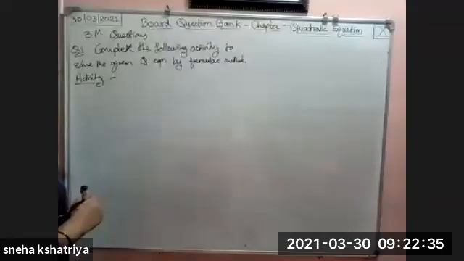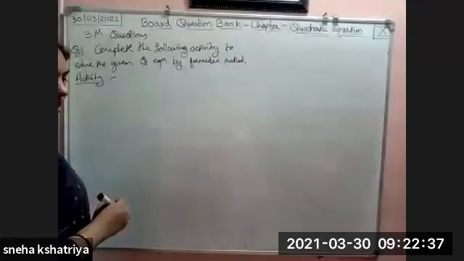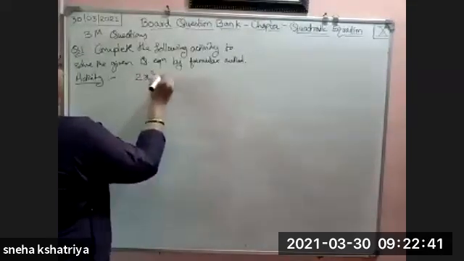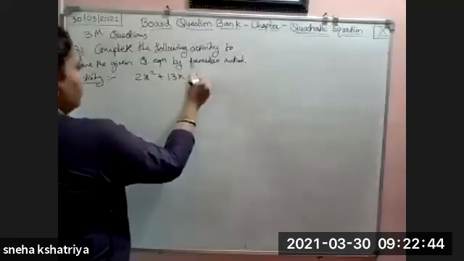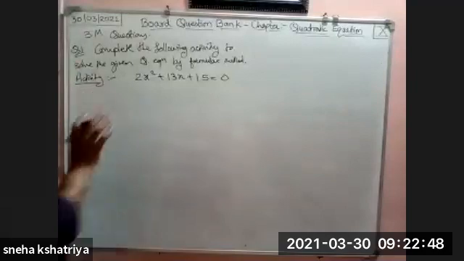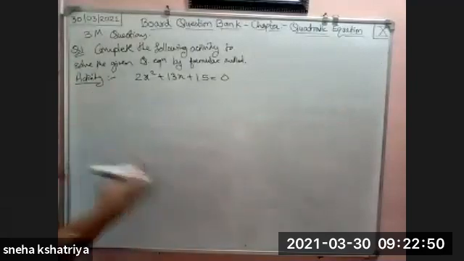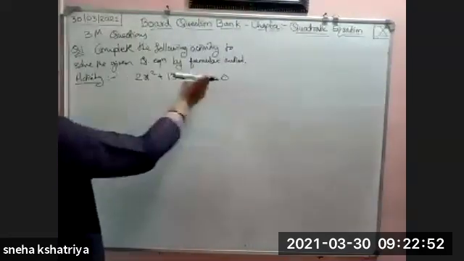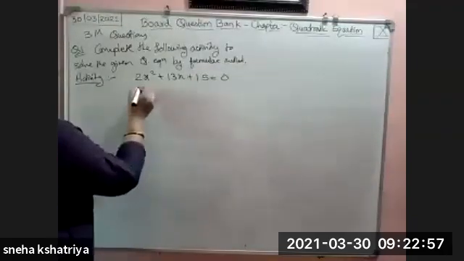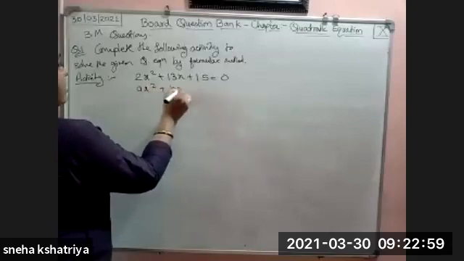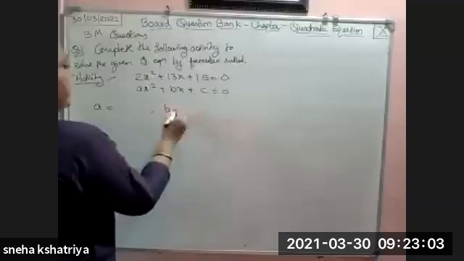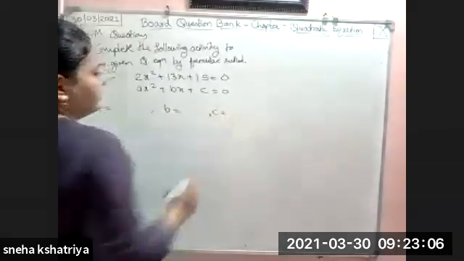Okay, activity. What is given? 2x square plus 13x plus 15 is equal to 0. Now, the answer is not given to us, but still we know that we have to find it by the formula method. Means what? We have to compare it with ax square plus bx plus c is equal to 0. Find the value of a, b and c.